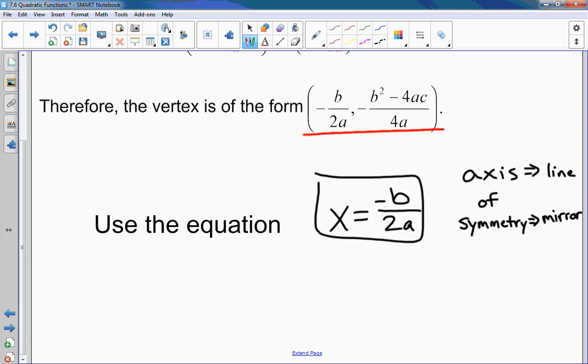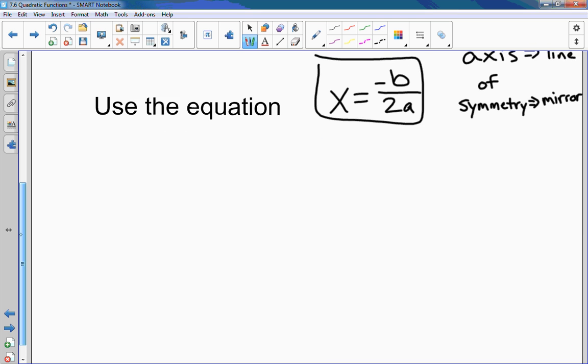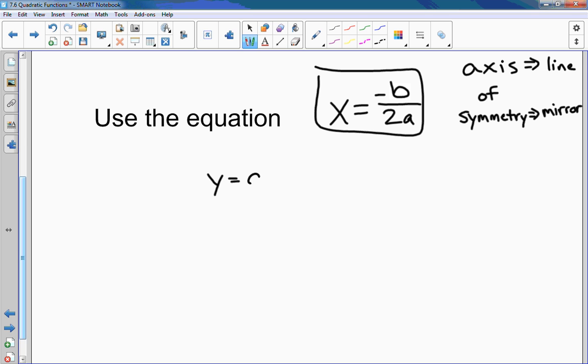x equals the opposite of b over 2a. Now, where am I going to get this b and the a from? Well, if you remember, y equals ax squared plus bx plus c. Just like the quadratic formula, or completing the square, we would need to know what a, b, and c were. So x equaling the opposite of b over 2a is going to be an easy thing for us to solve.